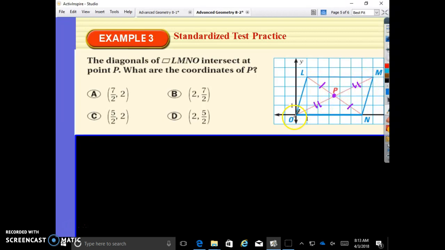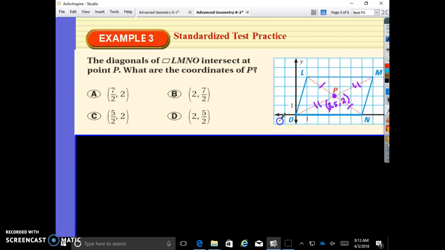All right, well, let's think about this. If it's the midpoint, it's half the distance to M, right? So look, if we're rising 1, 2, 3, 4 to get to M, instead of rising 4, you rise 2. Instead of running 1, 2, 3, 4, 5, 6, 7, you run half, 3 1/2. So up to over 1, 2, 3 1/2. So this would be 3.5, 2.